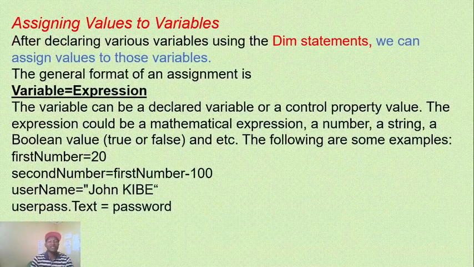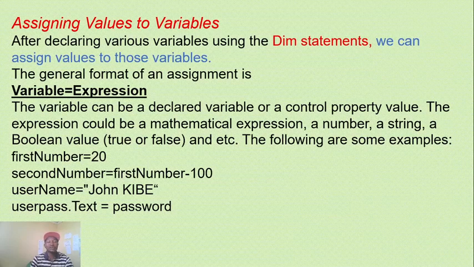Then, ladies and gentlemen, let's look at how you assign values to variables. After declaring various variables using the Dim statement, we can assign values to those variables. We use the assignment operator here, that is the equal sign. Therefore, variable equals expression. For example, you can say firstNumber = 20. This is the variable, this is the value. secondNumber = firstNumber - 100.